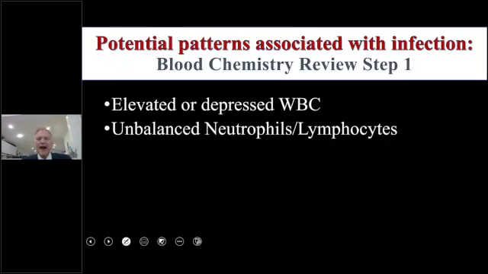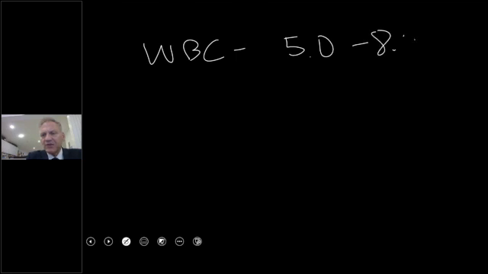All right, so potential patterns associated with infection. Okay, so let's start here. First off, let's talk about the white blood cells. The white blood cell count from a functional standpoint is really going to be 5.0 to 8.0. Now, let me caution you this. I begin to start getting suspicious anytime I see a white blood cell over 7.0, because there are so many things that can actually influence the white blood cell count.